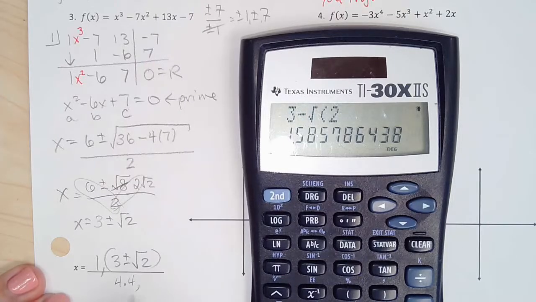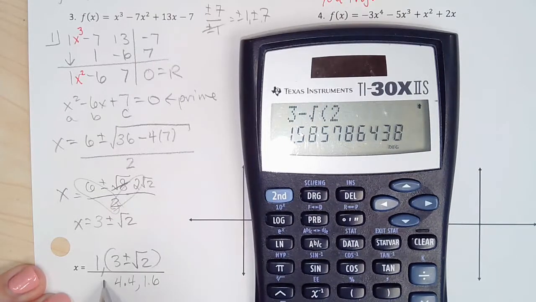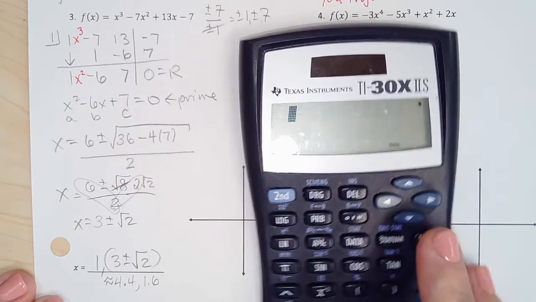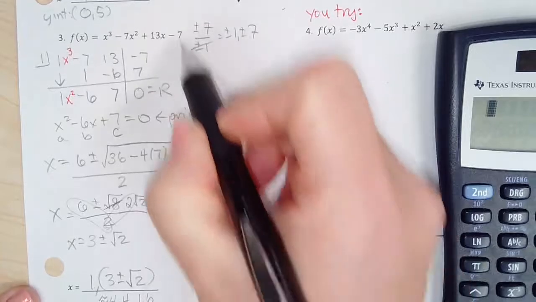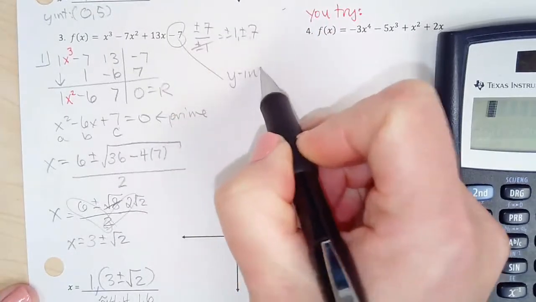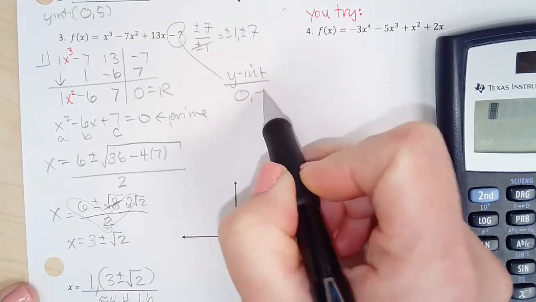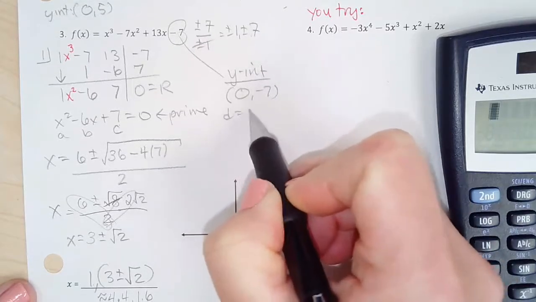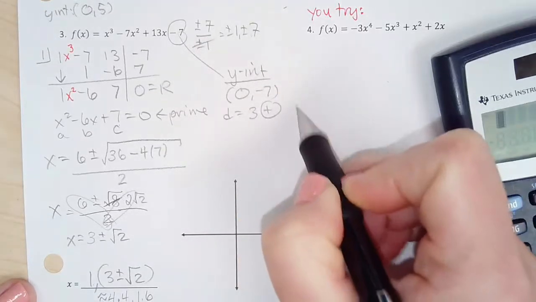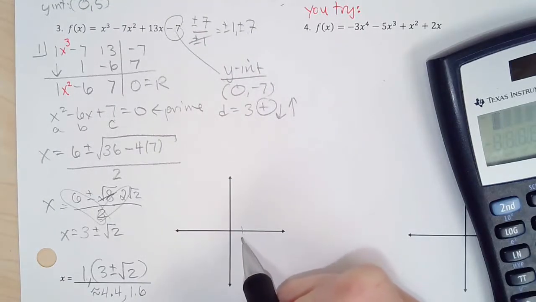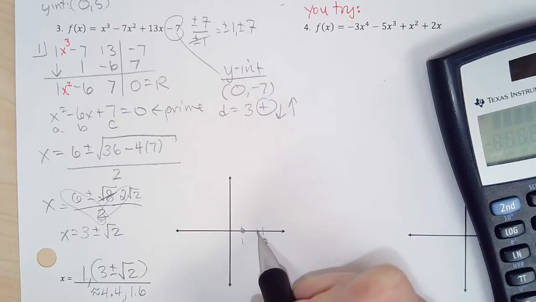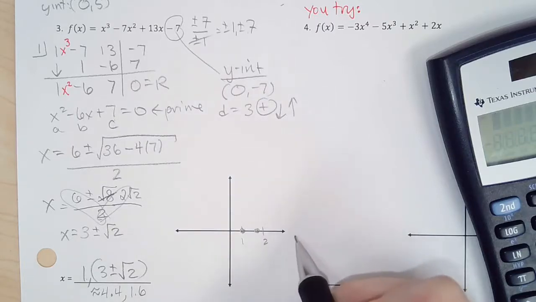We need to know what those approximations are so that we can put it on the x-axis, either to the right or to the left of 1. We need to know roughly what that is. Our y-intercept, if we go back to the problem, is 0, negative 7, and the degree is 3, positive leading coefficient, so it's up on the right, down on the left. So let's see, here's 1. Maybe here's 2, so we'll call 1.6 about right there. And then maybe 4.4 is like there.